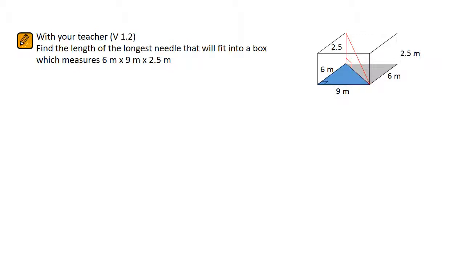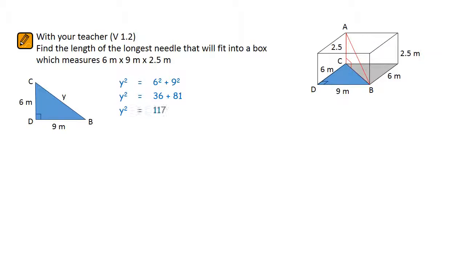Label the important points A, B, C and D. Start by looking at that blue triangle. It measures 6 metres by 9 metres. We can work out its hypotenuse y. y squared equals 6 squared plus 9 squared. Do a little bit of work and come up with y equals 10.81.